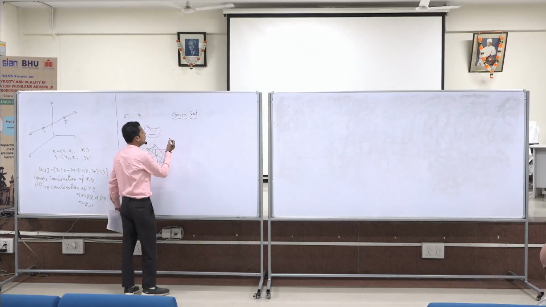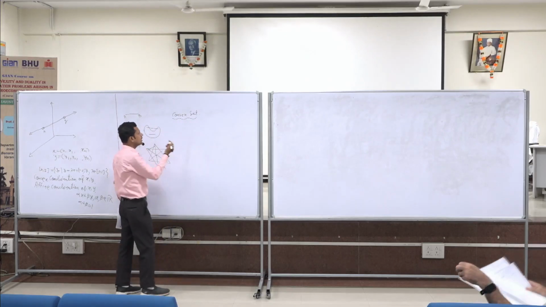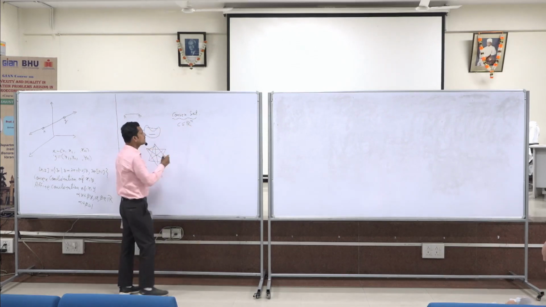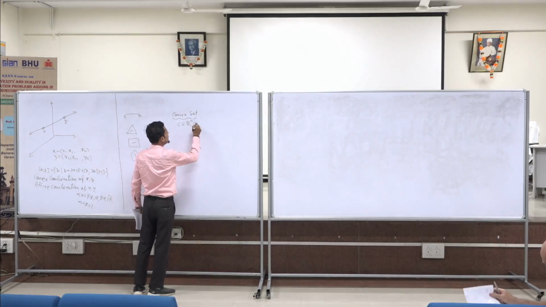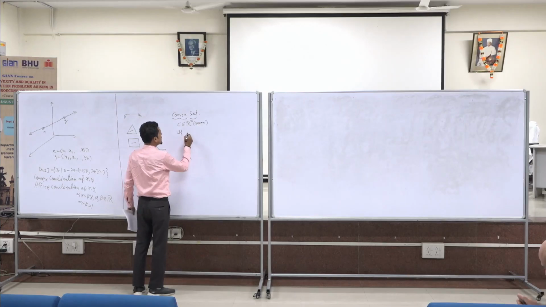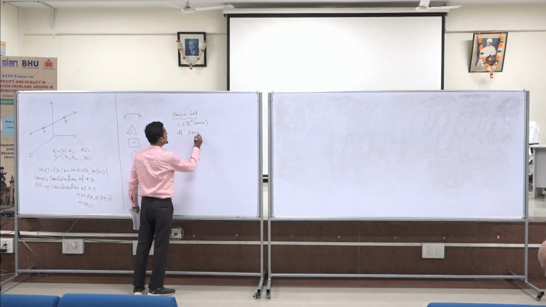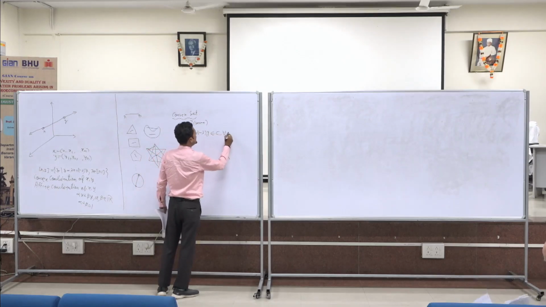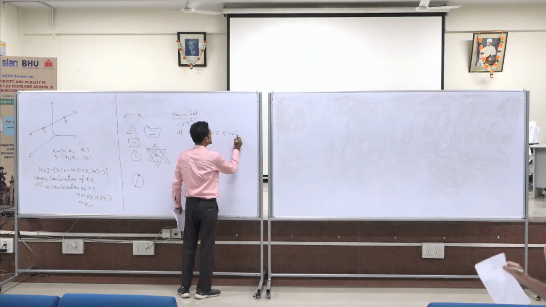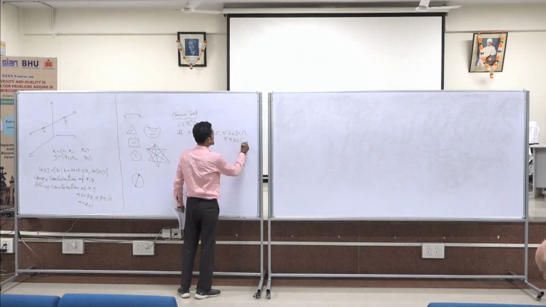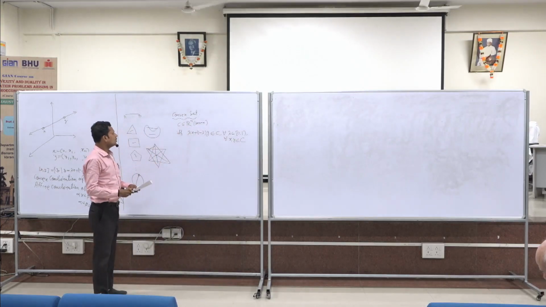So what is the formal definition? A set C subset of Rn is said to be convex if and only if lambda x plus 1 minus lambda y belongs to C for every lambda in [0, 1] and for every x and y in this set C. So this is the definition of the convex set.